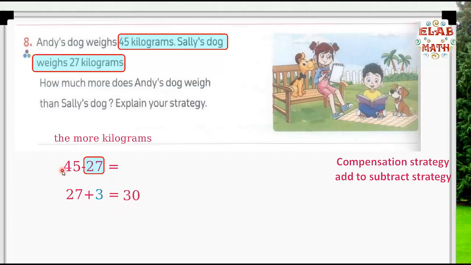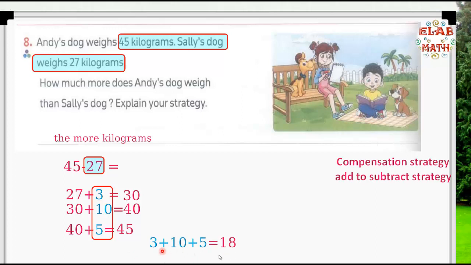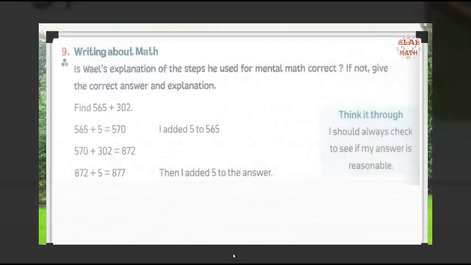Now I have 30, but here I have 40. So you should take 30 plus 10. You get 40. 40 what? 45. So you should add 5. After this step, you should add 3 plus 10 plus 5 to get the difference between two numbers. Make addition now. 3 plus 10, 13 plus 5, 18. The difference between two numbers, or the more kilograms, is 18 kilograms.